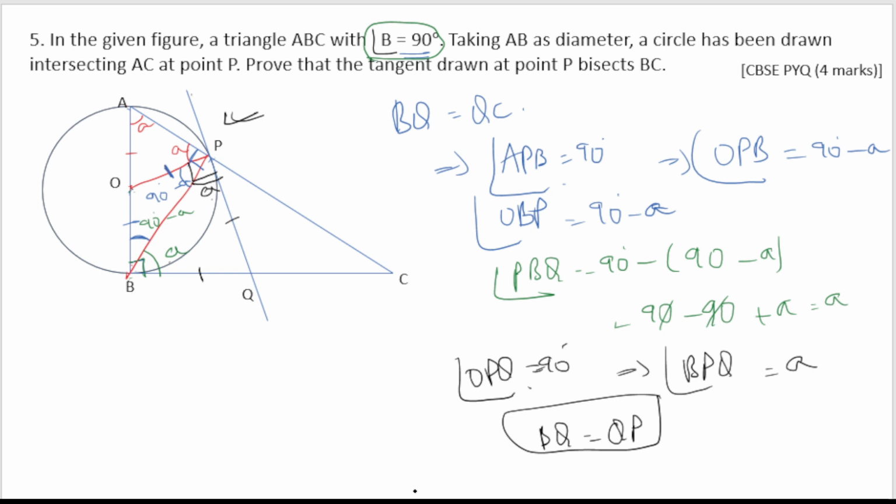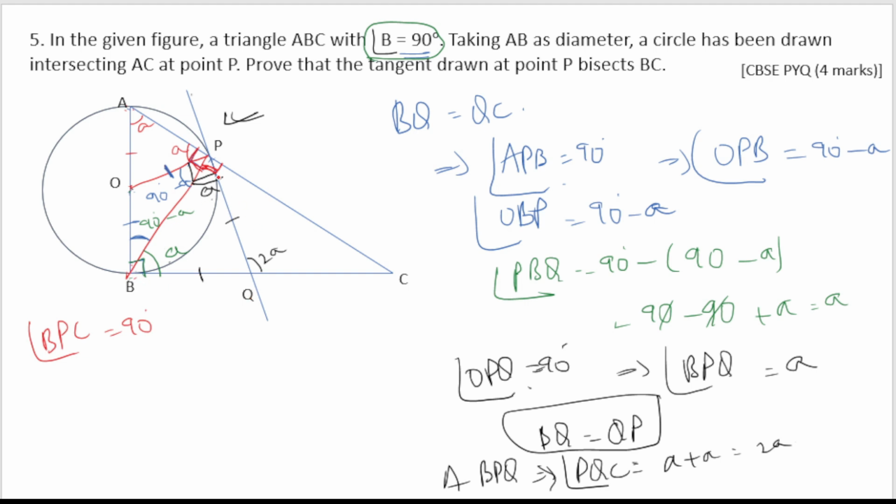And for triangle BPQ, angle PQC is the external angle. So this angle will be the sum of two opposite interior angles. This will be A plus A. It is 2A. This angle will be 2A. If you see this part again, angle APB is 90 degrees because angle in a semicircle is 90 degrees. So this angle will be 90 degrees because of linear pair. So angle BPC is 90 degrees.